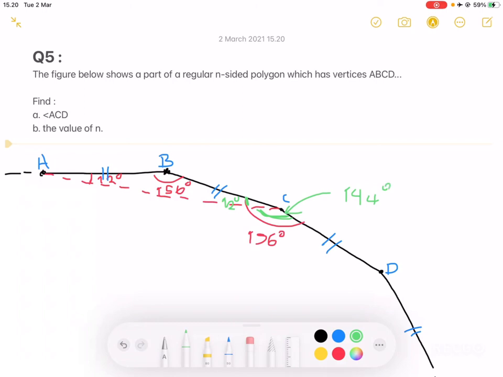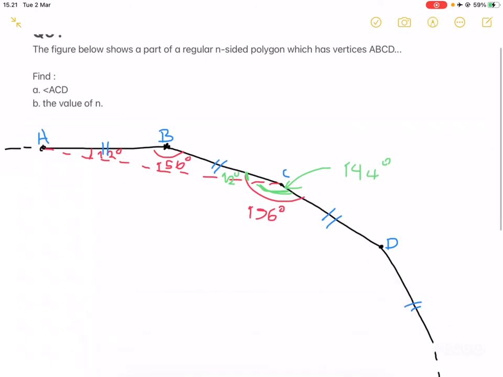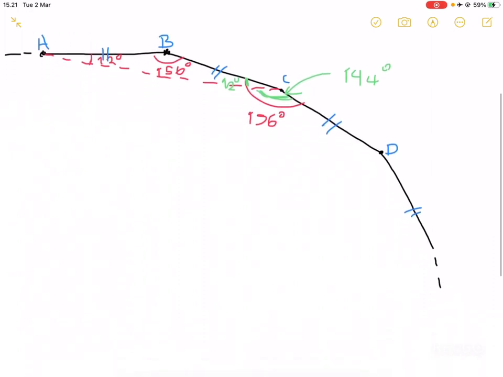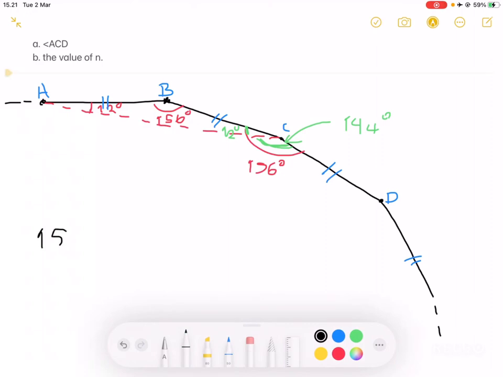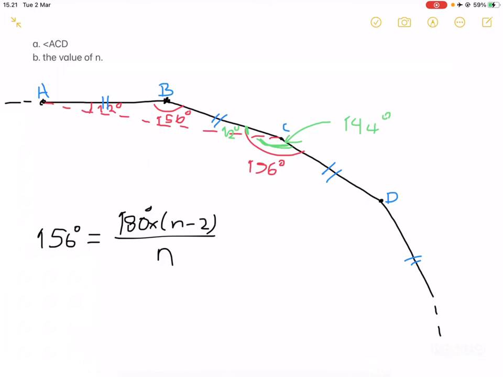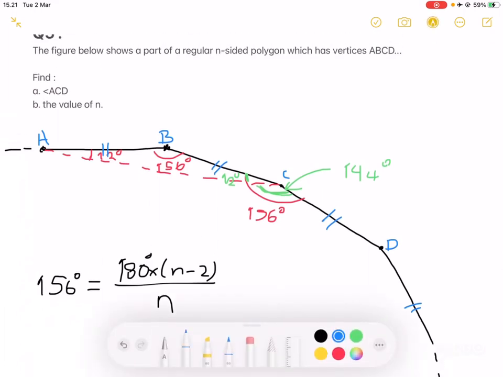Alright, so finally, to find the value of n, we can just use the formula for the size of each interior angle in an n-sided polygon, which looks like this. So if you form an equation, it will look something like this. However, this looks pretty complicated, and I'll just let you guys work this out by yourself. I'm just going to work out the exterior angle of this.